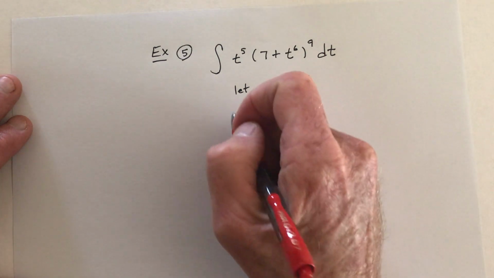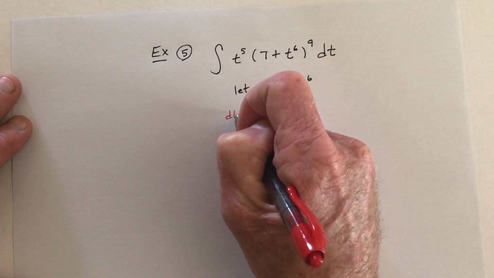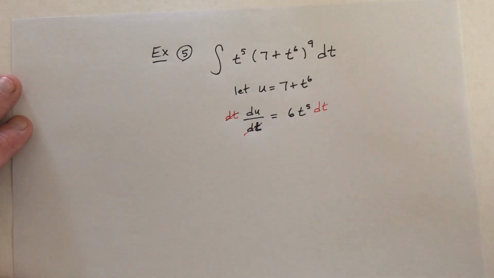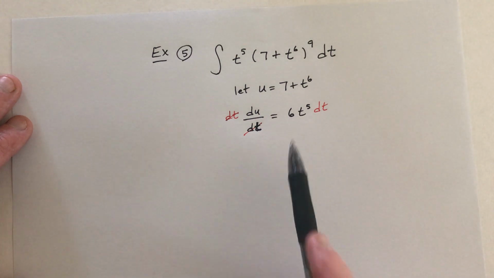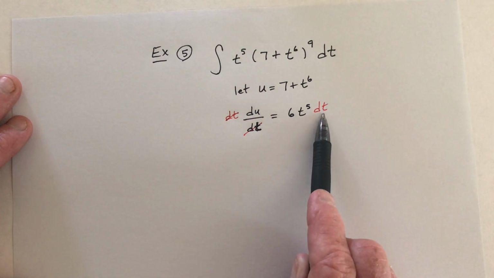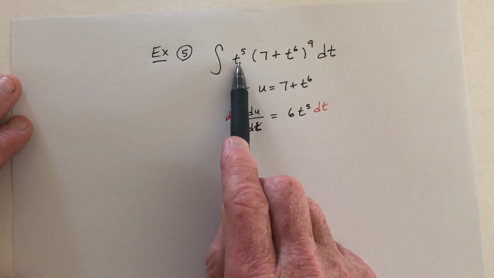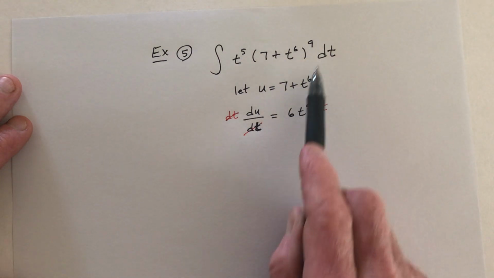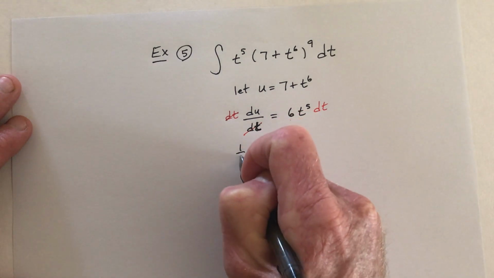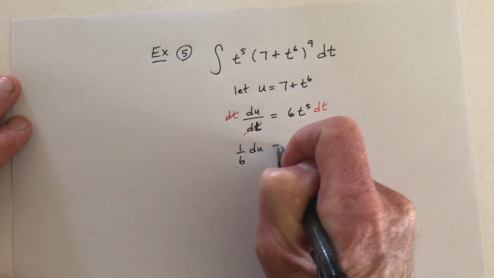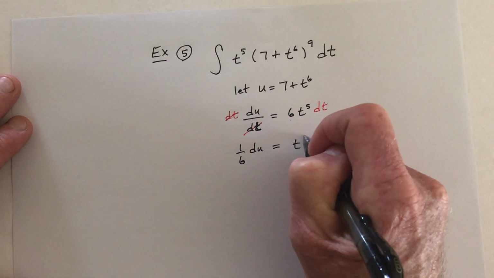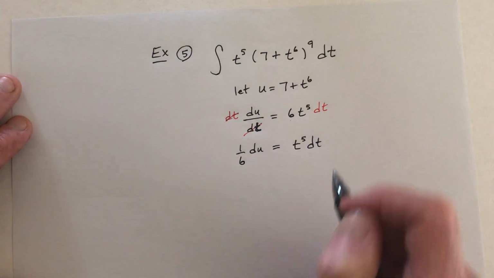And then I only want the du on the left side, so multiply by dt and multiply by dt. Cancel. And then this one says you need a 6t to the 5th and dt. Well, we have t to the 5th and we have dt, but we don't have a 6. So multiply both sides by 1/6. That's going to cancel this 6, leaving us just t to the 5th dt.